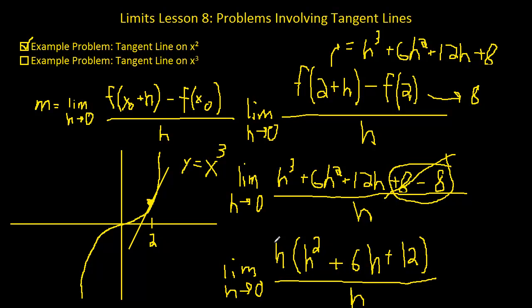Anyways, so these h's cancel, and we're left over, plug in 0. 0 squared is 0, so this goes away. 0 going into 6h is simply 0, so that goes away, and we're left with 12. So 12 is our answer, and we've solved an example problem, the slope of the tangent line at 2 on y equals x cubed.